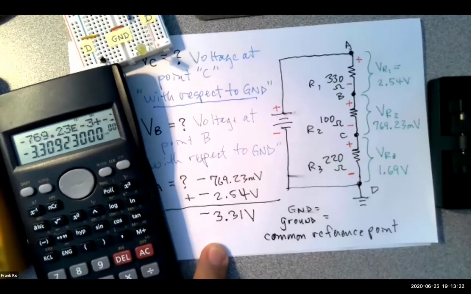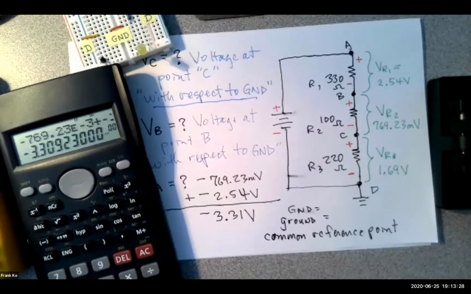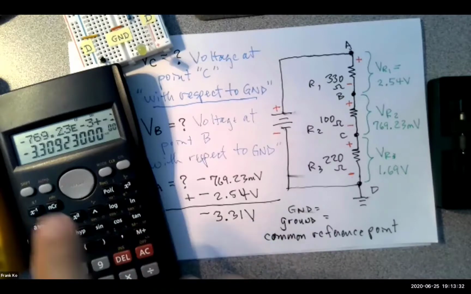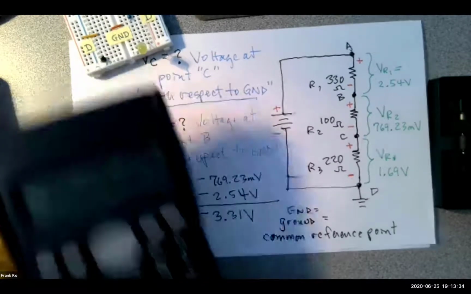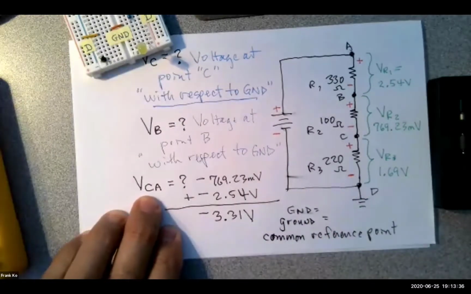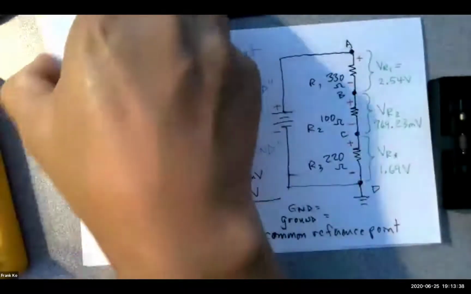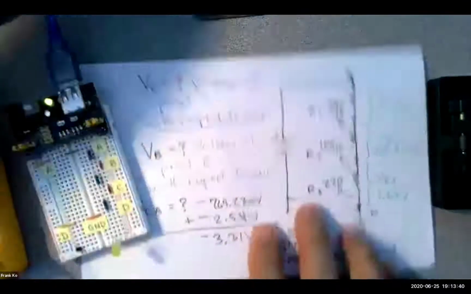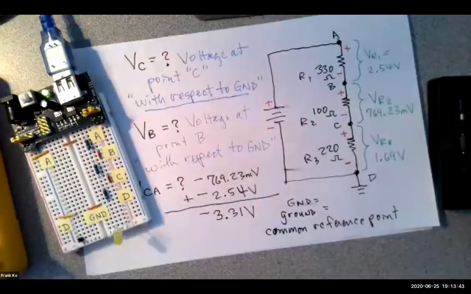Did everybody follow what I did? If you didn't, review the YouTube video when we record this and put this on YouTube. But you should end up with a negative 3.31 volts according to your calculator, according to how we read from point C to A.